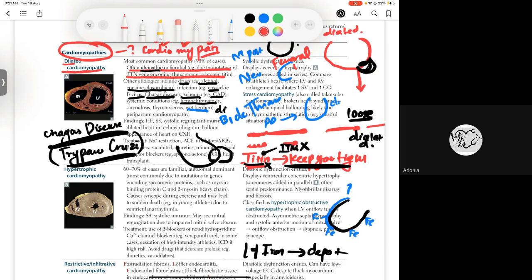Thyrotoxicosis as well. What is thyrotoxicosis? We did it in endo.